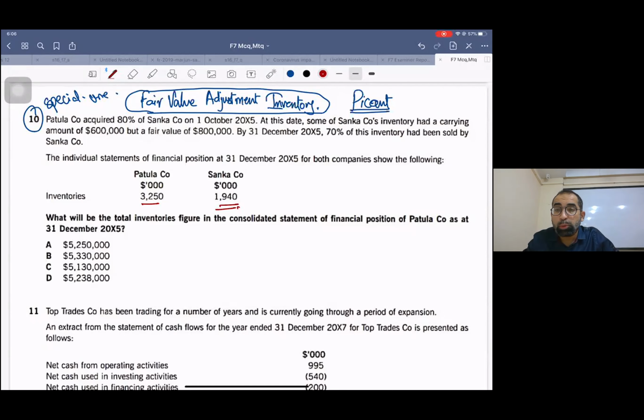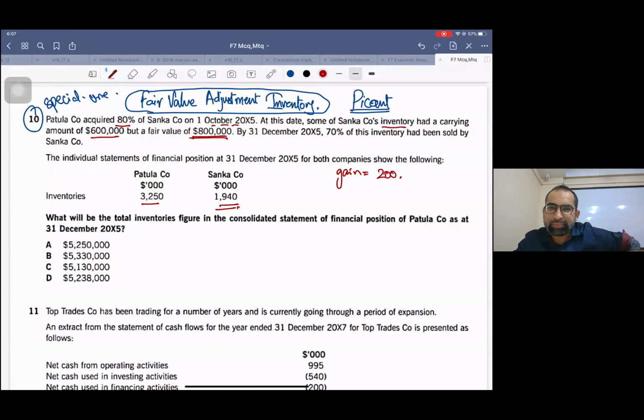First of all, don't make one mistake. Patila company acquired 80%. Just forget 80%. When we do adding together, we write 100% adding together. You know, adding together is always 100%. So this 80% is nothing. On 1st October X5, at this date, some of Sanka company's inventory had a carrying amount of 600, but a fair value of 800. So how much is the fair value adjustment? It's total 200,000. You skip 3 zeros, so it's 200. The total fair value adjustment is 200.